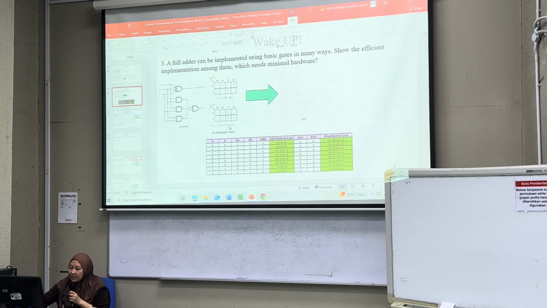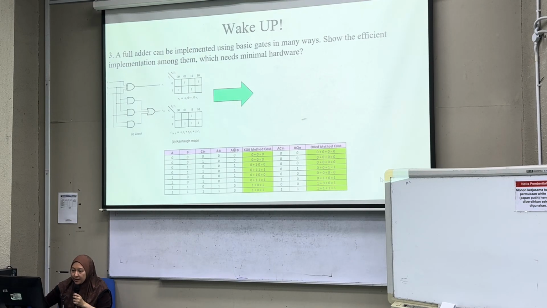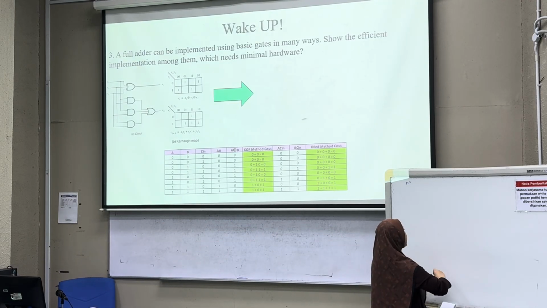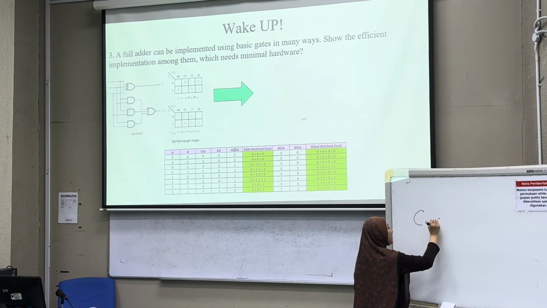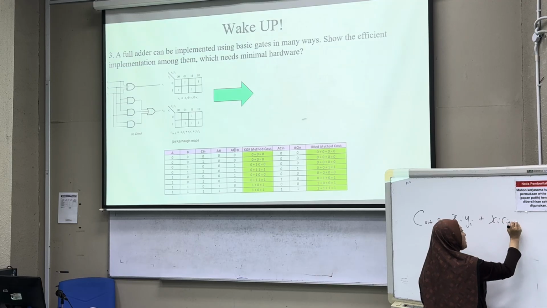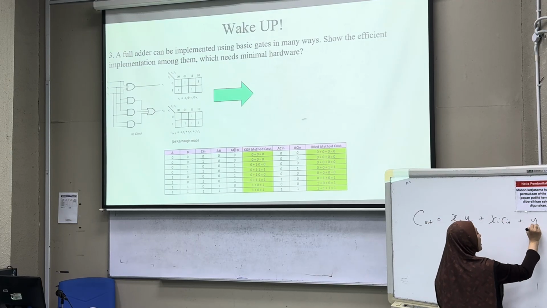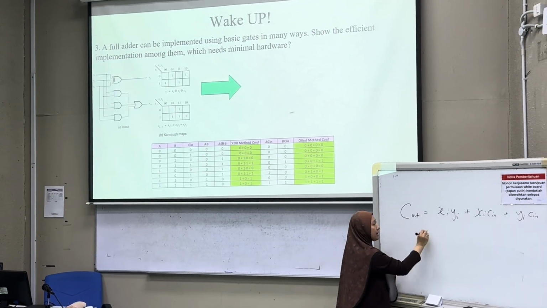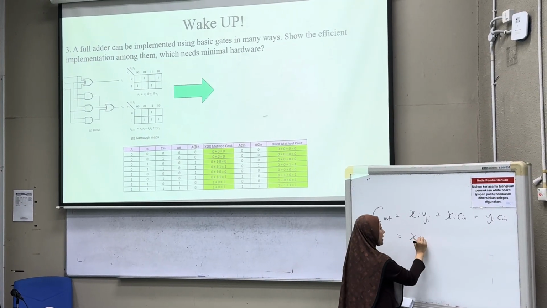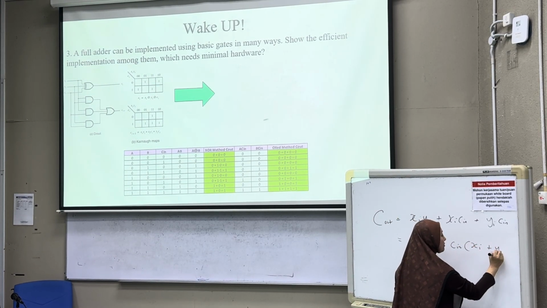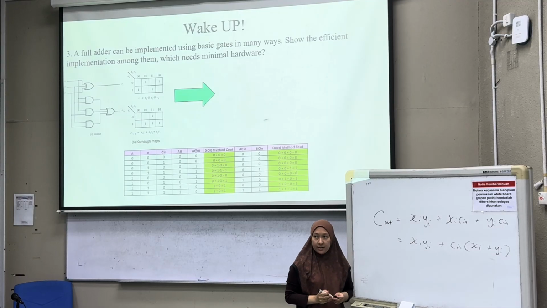Alright, if you look at this one, I have this set to carry out. It's Xi plus Xi Cn plus Yi Cn. This is what we found just now. And we can make it into Xi Yi plus Cn times (Xi or Yi), Xi or with Yi.